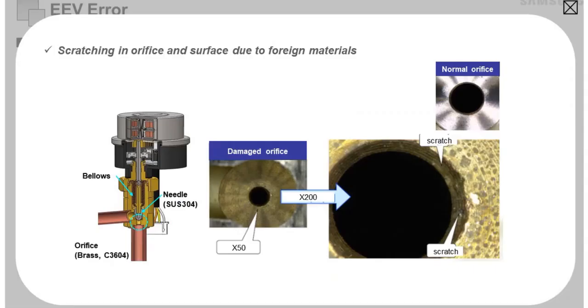As you can see from the pictures on the screen, an EEV has an orifice which flows refrigerants. However, if the surface of the orifice is damaged by foreign materials, refrigerant may get into the orifice through the gap and cause problems. Therefore, there should be no foreign material in a refrigerant pipe all the time.